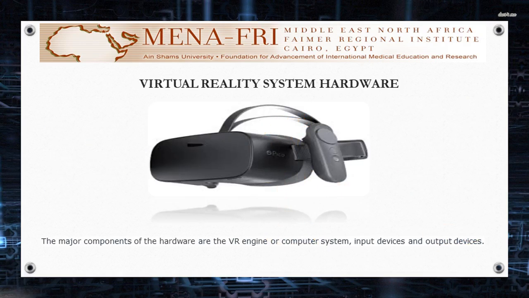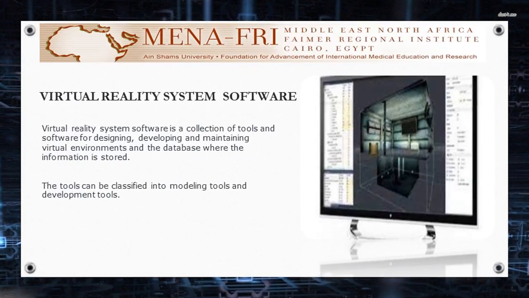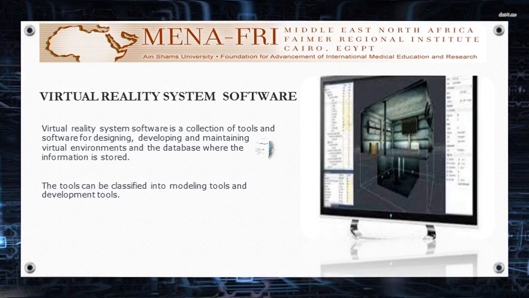Virtual reality system hardware. The major components of the hardware are the VR engine or computer system, input devices and output devices. Virtual reality system software. Virtual reality system software is a collection of tools and software for designing, developing and maintaining virtual environments in the database where the information is stored. The tools can be classified into modeling tools and development tools.